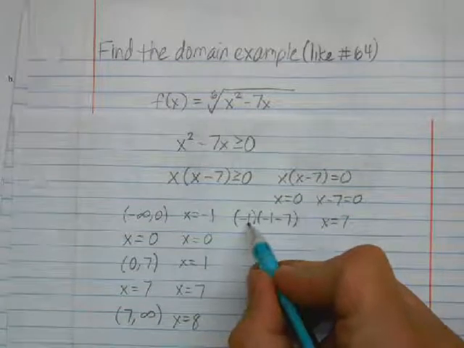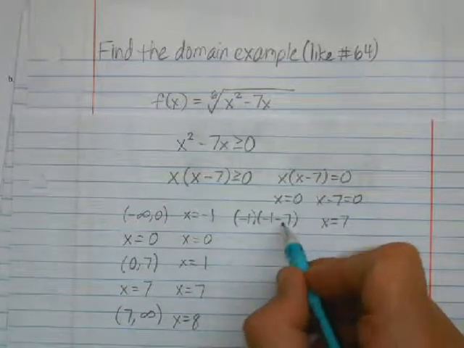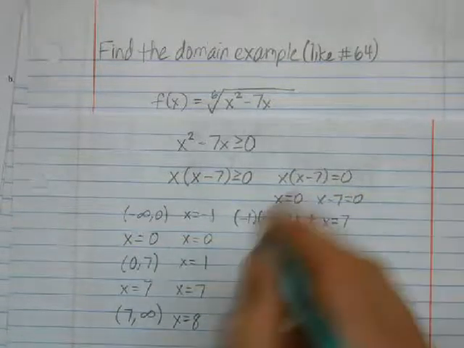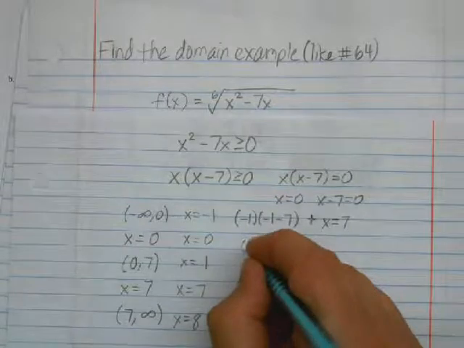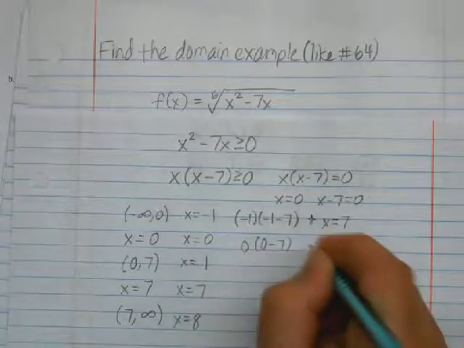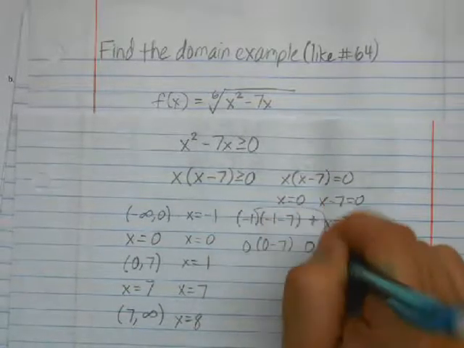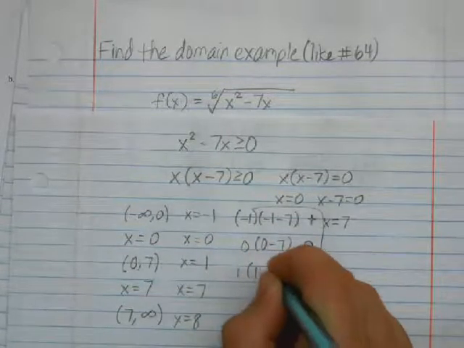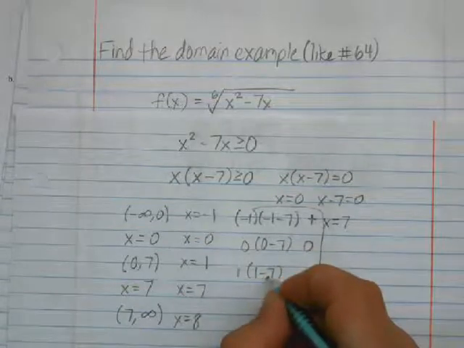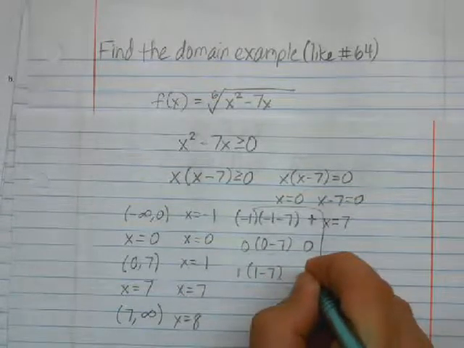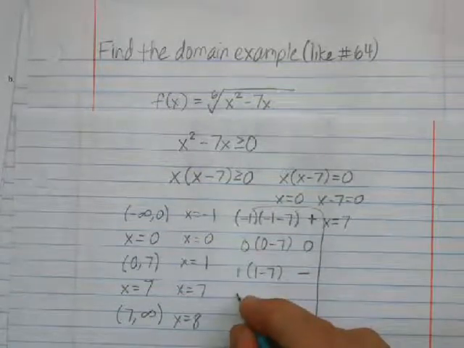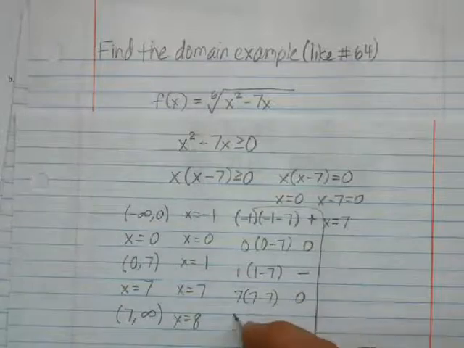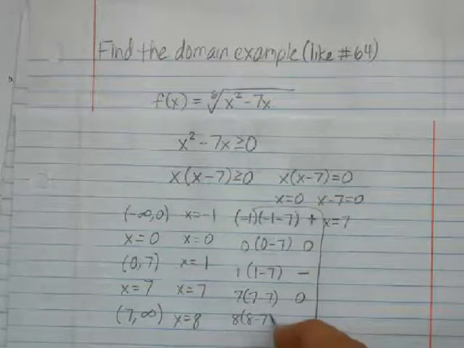-1 times -8, I know is a positive number. If I plug 0 in, I get 0. If I plug 1 in, 1 times 1 minus 7 is negative. Plugging 7 in, I get 0. And if I plug 8 in, I get a positive number.